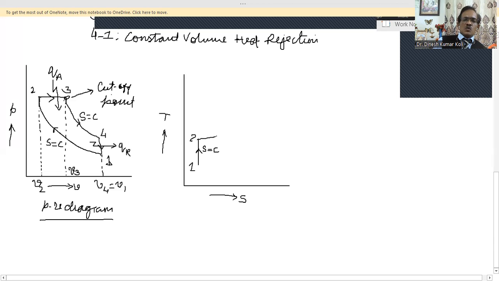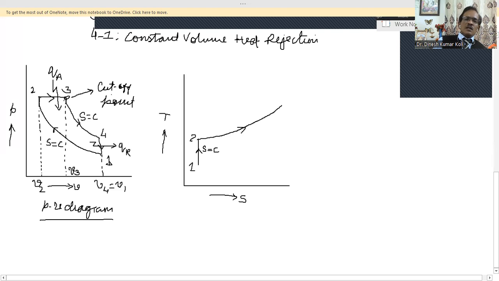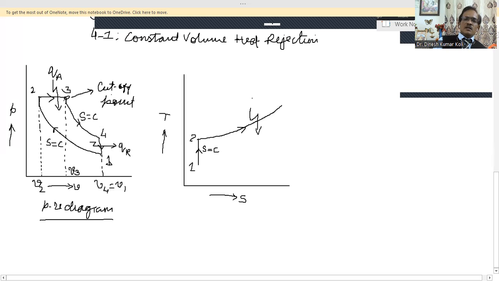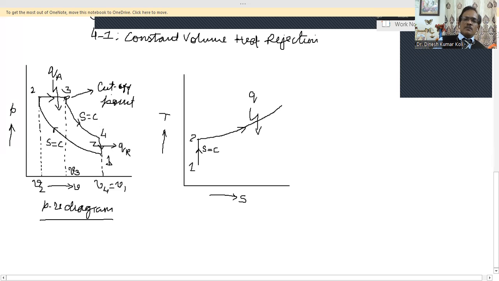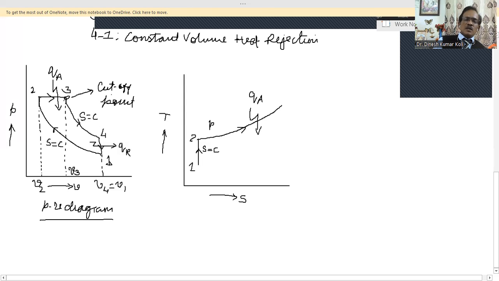Then process 2 to 3 is a constant pressure process, because here the heat addition takes place at constant pressure. The heat addition is Q_A, and because it is a constant pressure process, we write P equals constant.